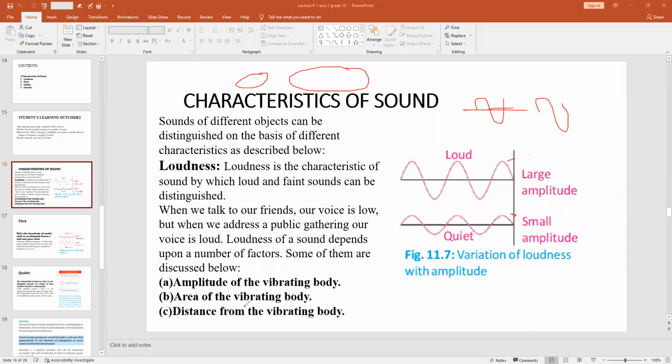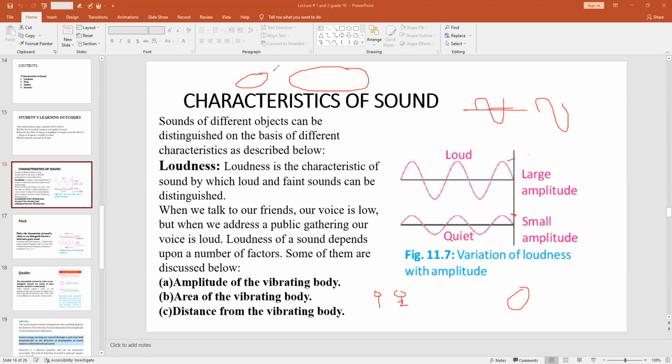The third factor is distance from the vibrating body. Let's say there is a mic. If you are very close to this mic, when someone is speaking from there, you can hear a very loud sound. But as you move toward here, let's say you move to this point, what will happen? The voice will become low, right? As you increase the distance, the sound will become low. But as you get near to the person who is speaking, the sound will be loud. Similarly, as you increase the distance, the sound will start decreasing.